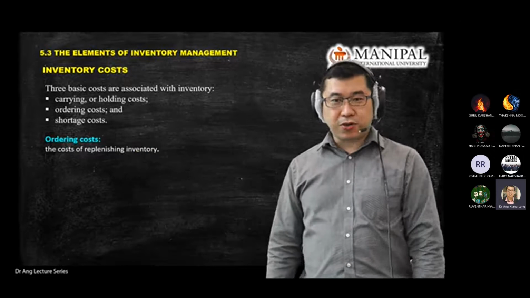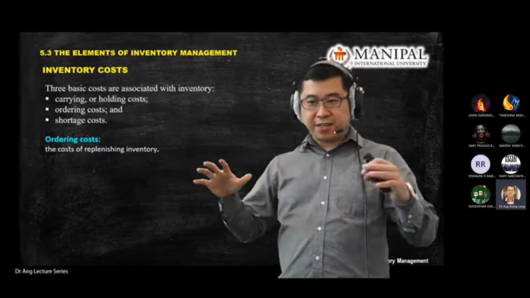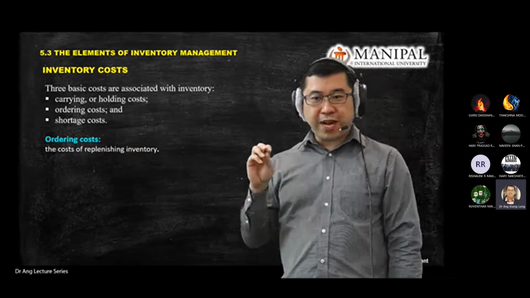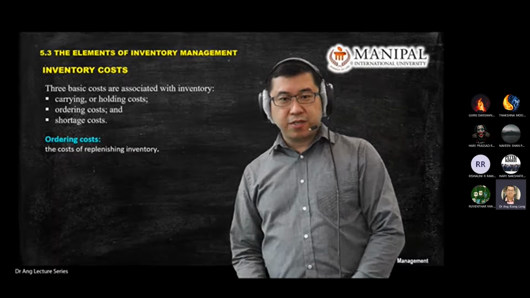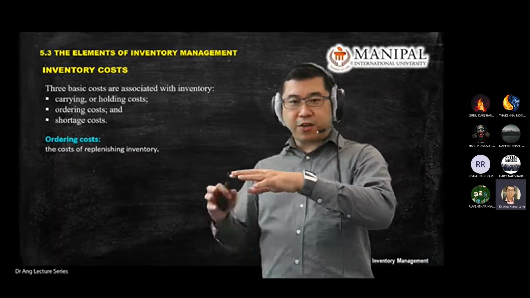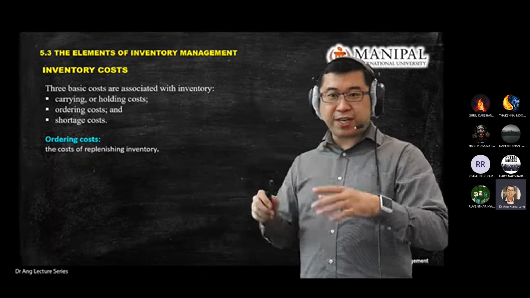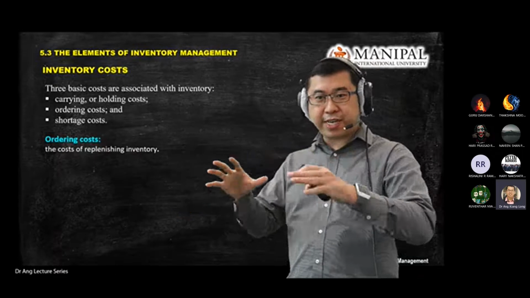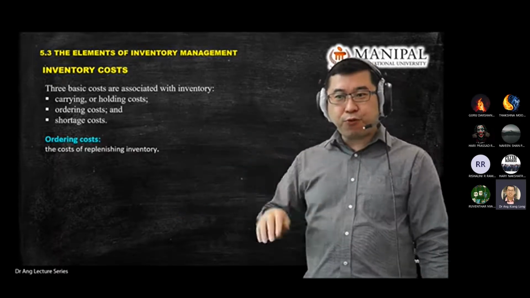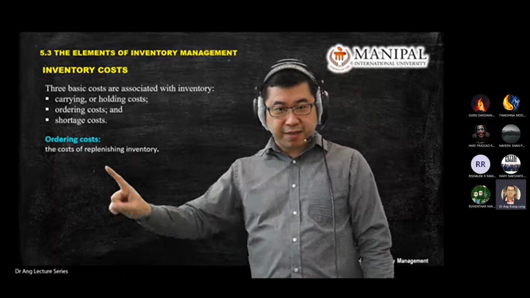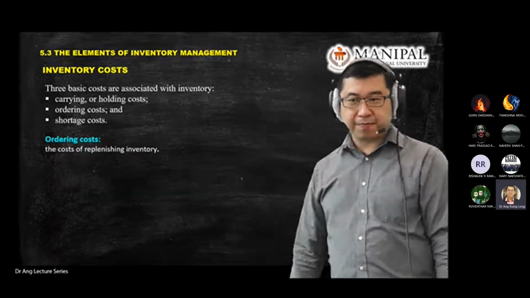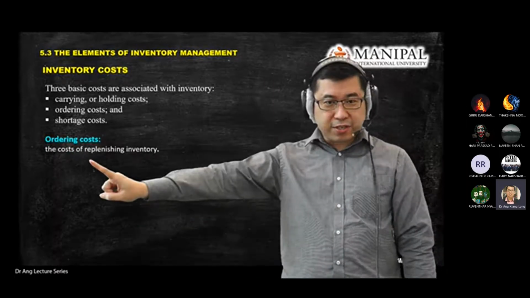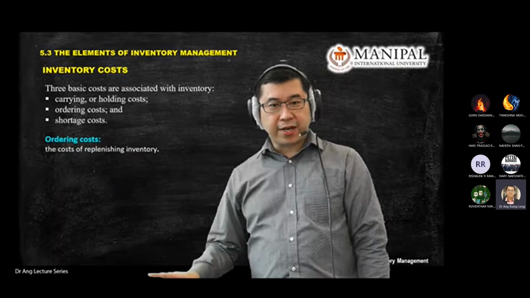Back to the burger store again. Let's say your fridge capacity, you can store 500 packets of meat. If in your fridge you already have 300 packets, to fill it full you need to purchase another 200 packets. That 200 packets is the ordering cost, to fill up 100% of your inventory. It's called ordering cost. Okay?